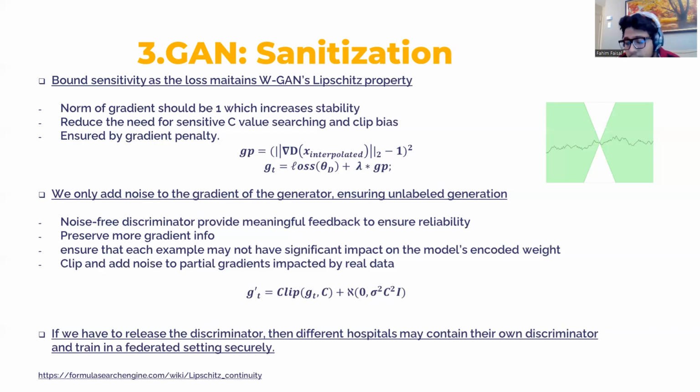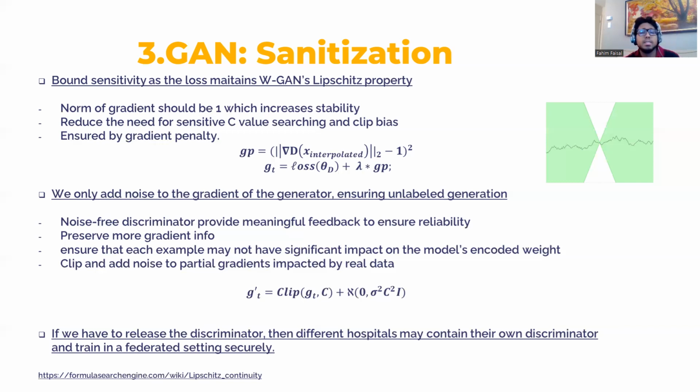From the previous slide, we have come to know that a stable and better discriminator is necessary, because in the medical field data should be reliable. Our discriminator can tell us how realistic the data is, and on the basis of such data, medical doctors or practitioners will come up with different results depending on the diagnosis task. So to increase the accuracy of the generated data, we decided to keep the discriminator noise free, which helps to provide meaningful feedback, and it can preserve more gradient information.